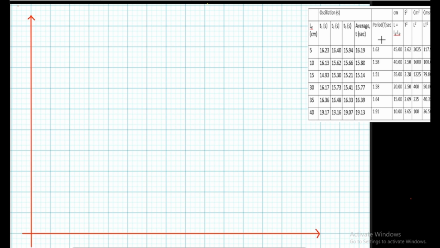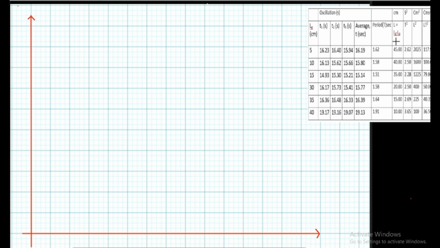When you're done with that, you calculate the period. Period is the time divided by number of oscillations. So you work with the average time for each period. The average time divided by the number of oscillations, which is 10. So this divided by 10, we write our answer, and likewise for the others. That's how you get the period.